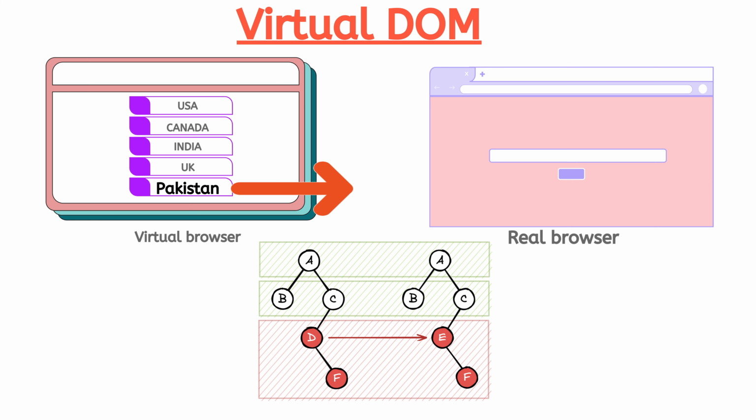It will find out the difference, which is the changed field. When it finds that difference using the diffing algorithm, it will update only that change to the actual real browser DOM behind the scenes, so that you cannot see it as a user. Because of this reason, React executes and renders the UI components much faster compared with any other framework as of 2024.